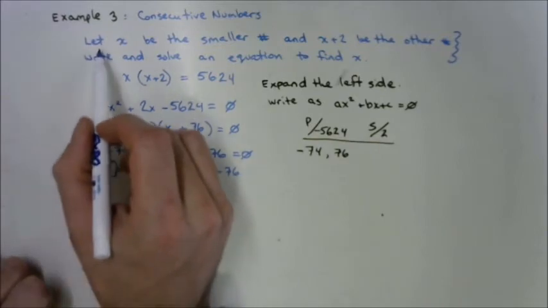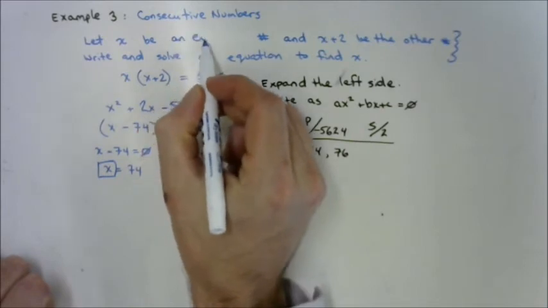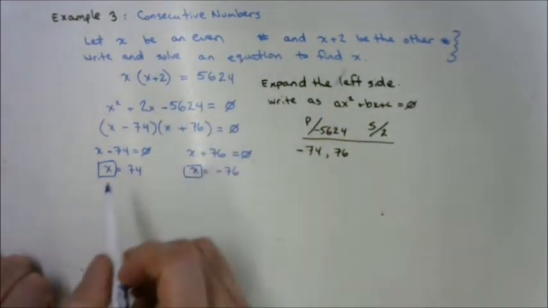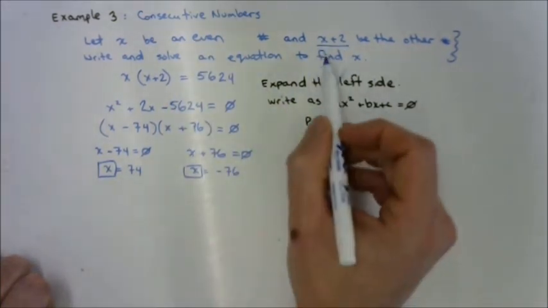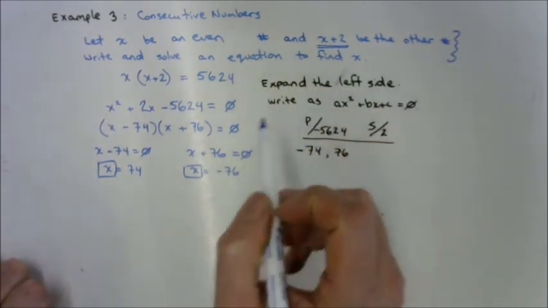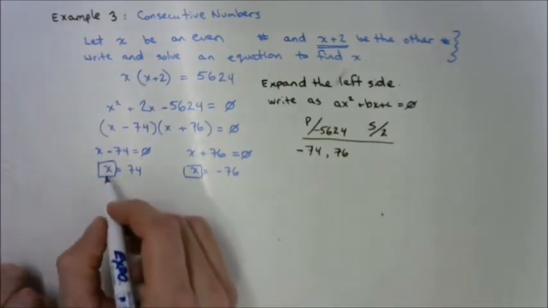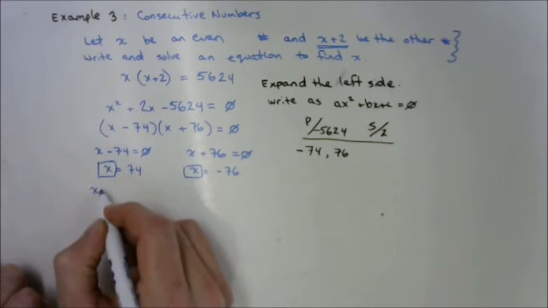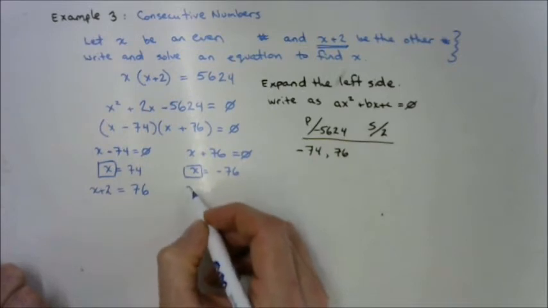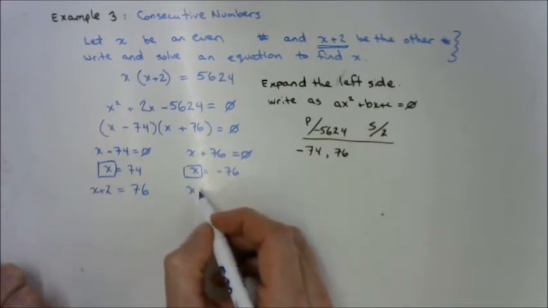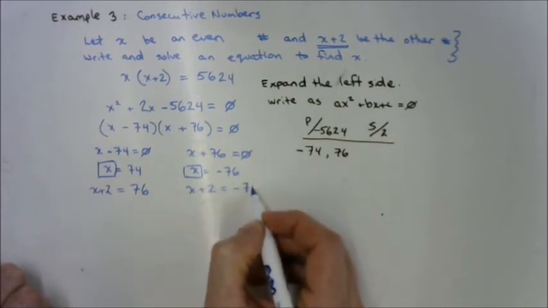Well, what did we say about x? We said let x be, I'm just going to call it an even number, which means that this x actually goes with a different x plus 2, and this x has to go with its own x plus 2. So let's find the buddy that goes with each of these solutions. If x is 74, then x plus 2 is 76. And over here, if x is negative 76, then x plus 2, I have to add 2 here, going closer to 0, it's going to be negative 74.